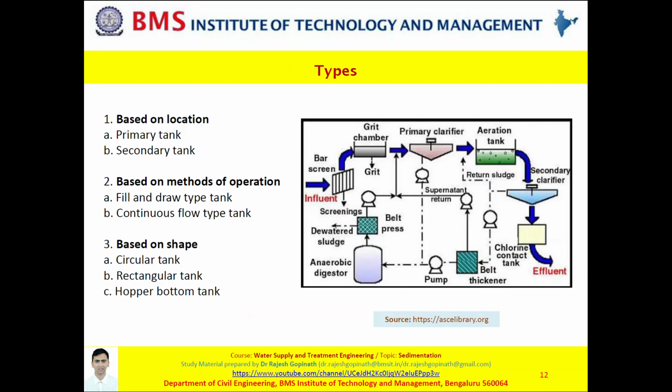Now, what are the various types of a sedimentation tank? There are three classifications based on its location, based on the operation, and based on its shape. Let us look at the first classification, which is based on location. Based on where your sedimentation tank or settling basin is located, you may term it as a primary sedimentation tank or a secondary sedimentation tank. If you look at the image on this slide 12, you can see primary clarifier and secondary clarifier.